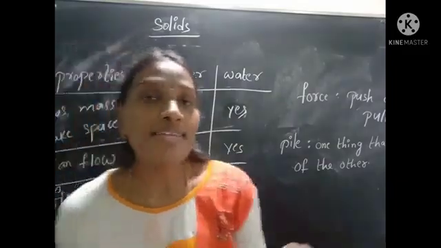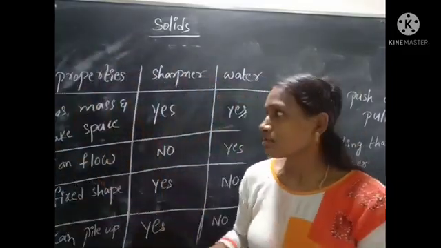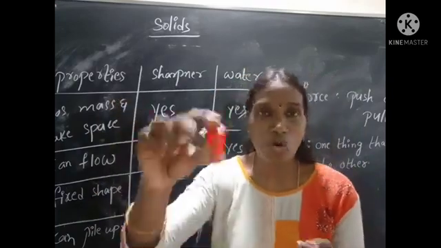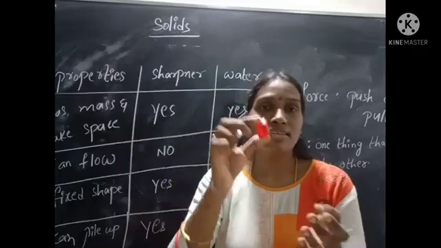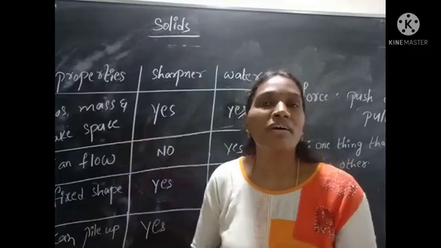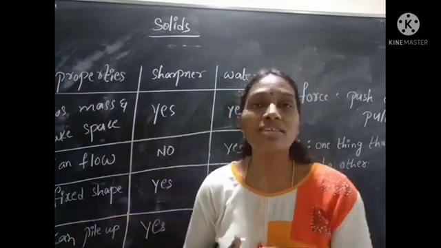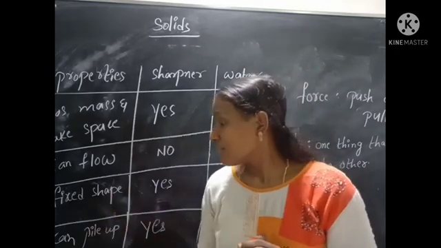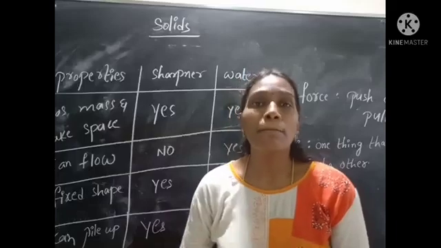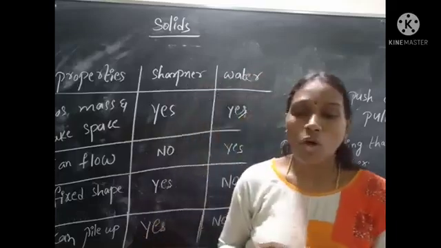So these are some properties of the solids. Solids have a mass and take up some space. For example, the sharpener has a mass, takes up some space and cannot flow. Solids have a fixed shape and can pile up, but solids cannot flow. These are some properties of the solids.